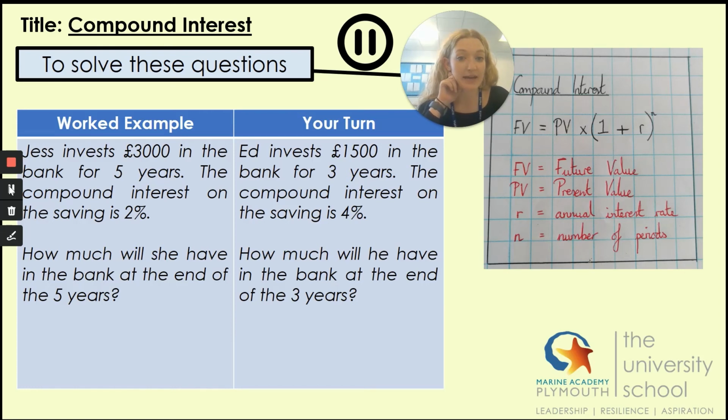So your turn now. Ed invests £1,500 in the bank for 3 years. The compound interest on the saving is 4%. How much will he have in the bank at the end of 3 years? And remember, use this formula to help you do it, laying it out exactly like I just did. Okay, so pausing it now to have a go.